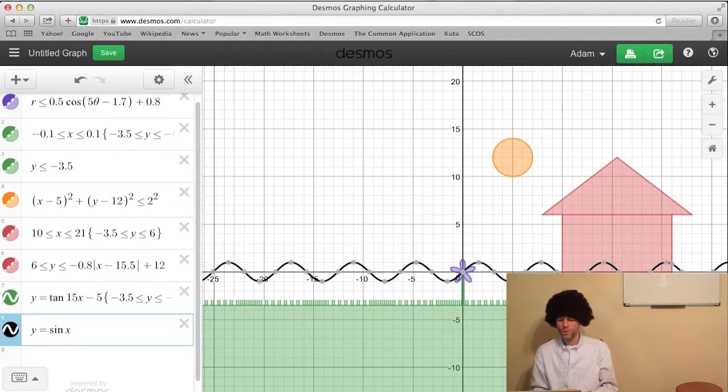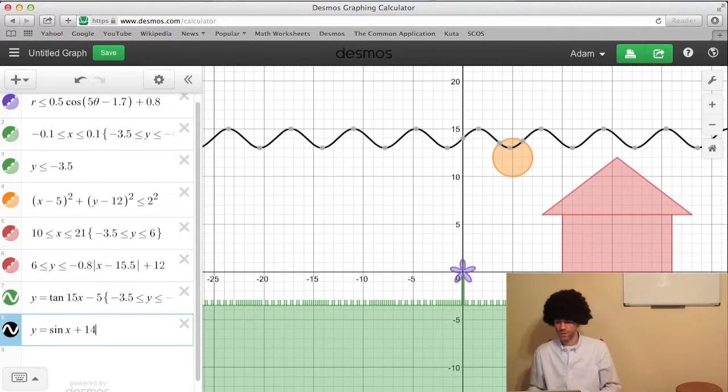So let's raise the bird up. I think the bird should probably fly somewhere around 13, 14. So let's shift it up to 14. There we go. We have raised the bird up above the level of the sun.